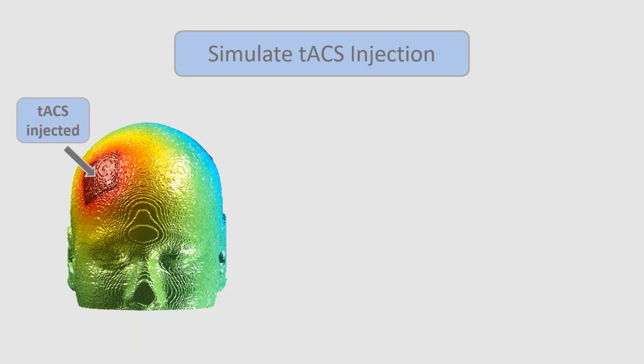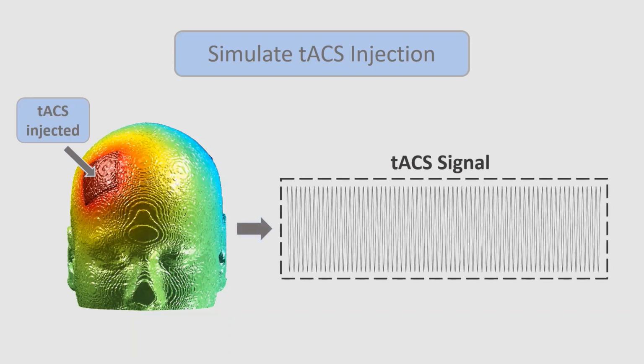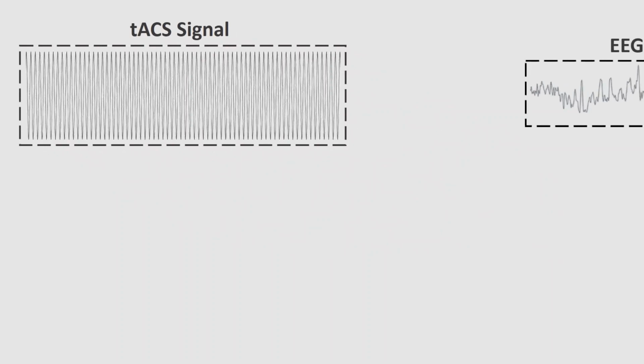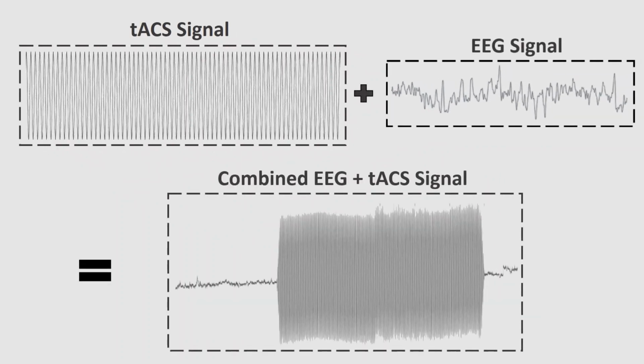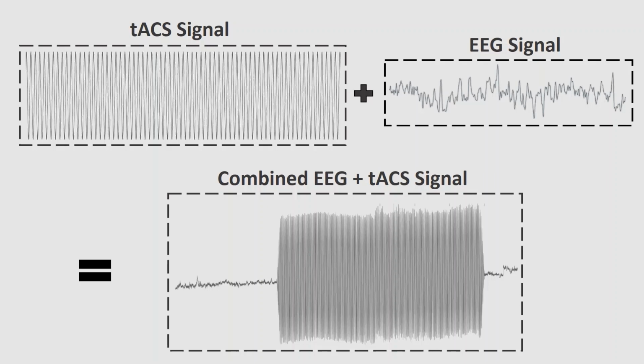After the simulation is complete, ROAST produces a result file that contains the voltage due to TACS data at each voxel coordinate of the FEM model. The TACS voltage is then extracted from this file, scaled and added to the EEG signal. After several steps of signal modulation, an EEG and TACS signal is produced.